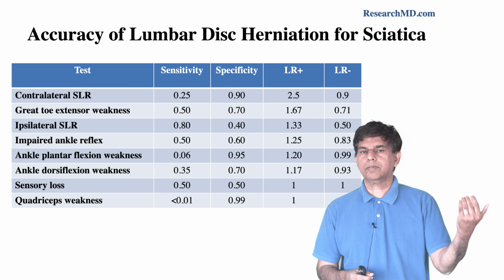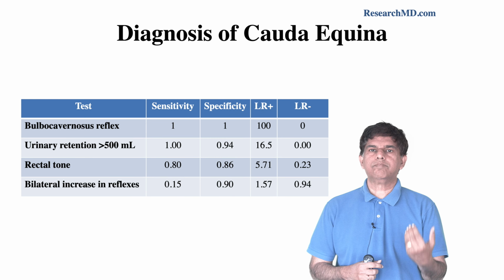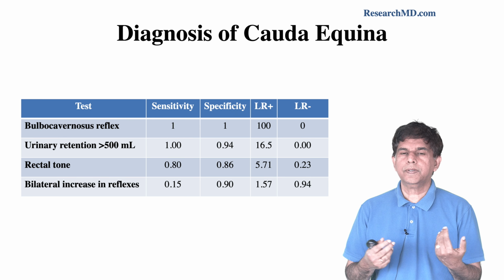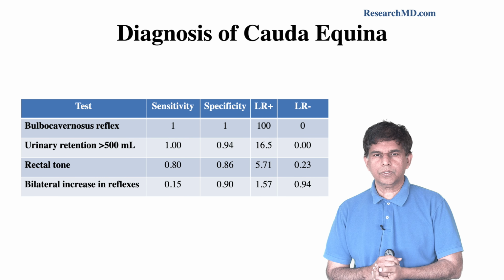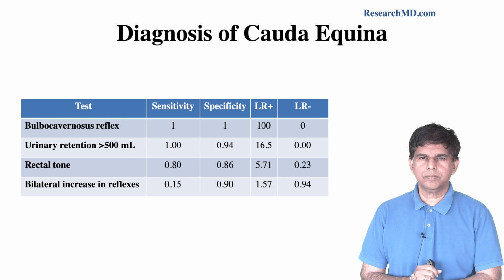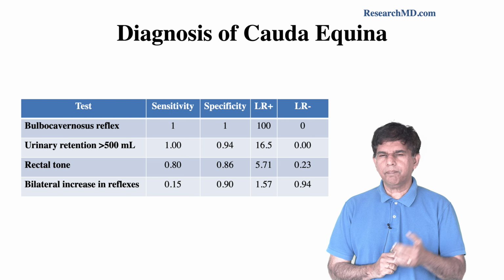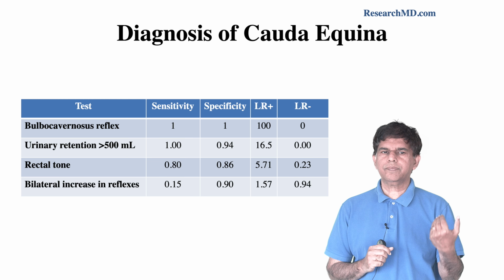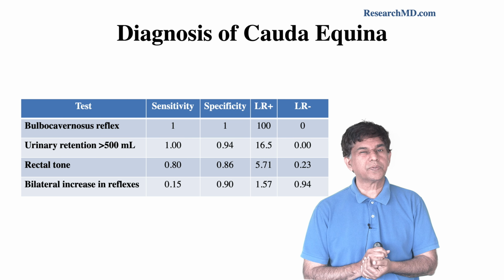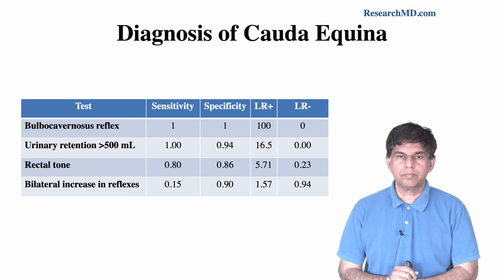The other thing we talk about, the biggest red flags, is cauda equina, or spinal cord compression, right? What is the evidence-based diagnosis? In the physical examination, if there's urinary retention greater than 500 ml, the likelihood ratio is like 16.5. The main one, but before that, if you have the bulbocavernosus reflex, that's almost a 100 likelihood ratio. It's very, very predictive of spinal cord compression, okay?